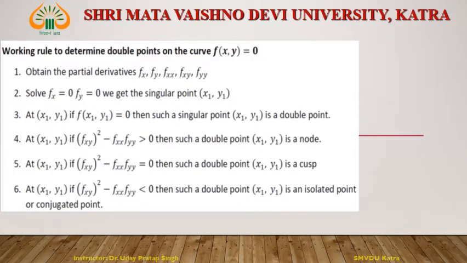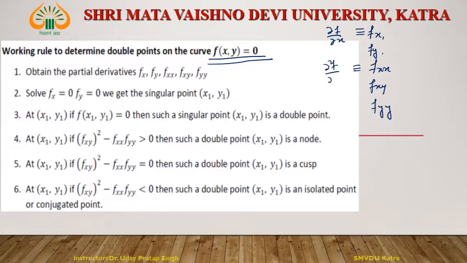How do we check, from the given equation of the curve, whether this point is a node, cusp, or isolated (conjugate) point? Suppose the given curve is f(x,y) = 0. For this, you have to evaluate the first and second order derivatives, that is fx, which is ∂f/∂x, fy, fxx, fxy and fyy. What is fxx? It is ∂²f/∂x².